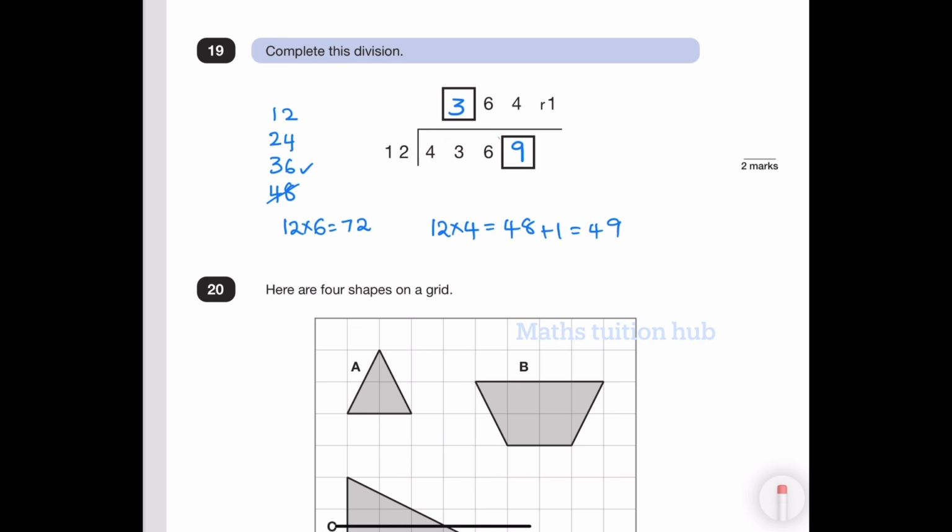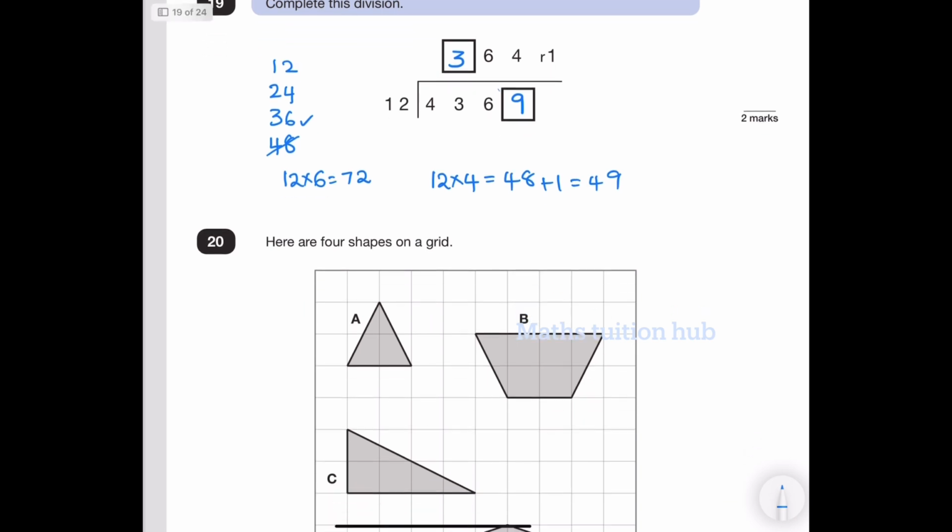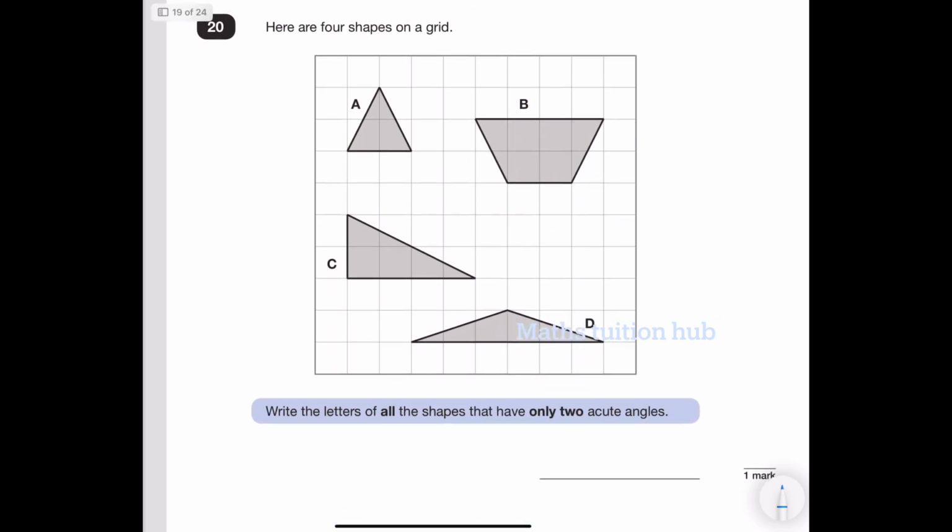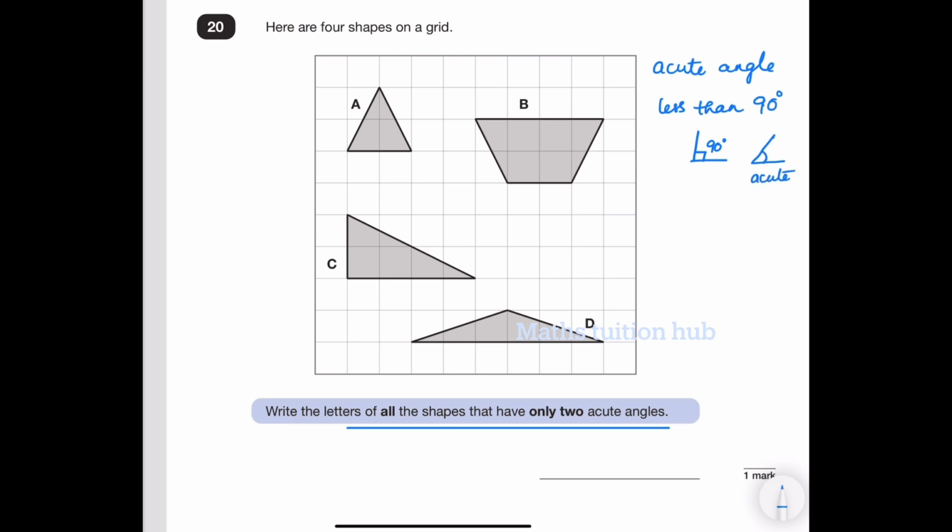So 3 and 9 are the missing numbers here. Here are 4 shapes on the grid. Write a letter of all the shapes that have only 2 acute angles. An acute angle is smaller than 90 degrees. A 90 degree angle is the straight one, the L shape, but smaller than that is an acute angle.